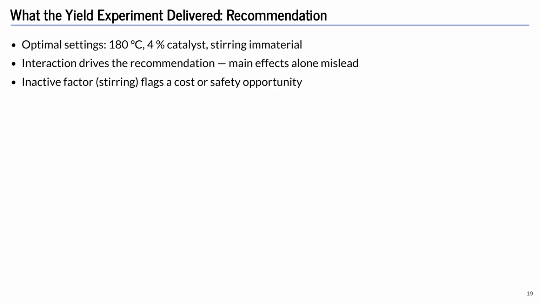On the recommendation side, the optimal settings are 180 degrees Celsius and 4% catalyst, with stirring speed free to be set on operational grounds. The interaction between temperature and catalyst is what drives the recommendation. Reading main effects alone would have given an incomplete and potentially misleading picture, and the finding that stirring is inactive flags a genuine cost or safety opportunity for the client. Those are the 2 deliverables from a well-executed factorial experiment, a trusted model and a clear justified recommendation.